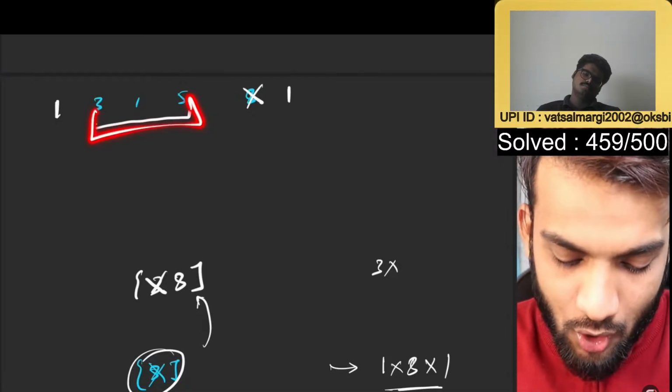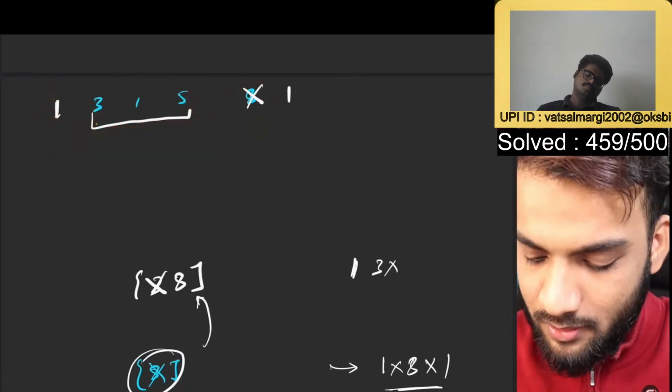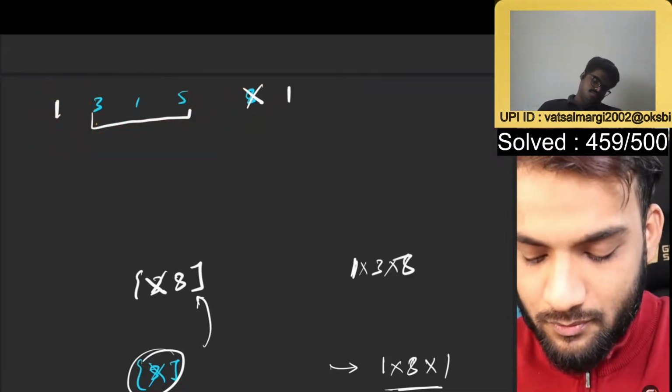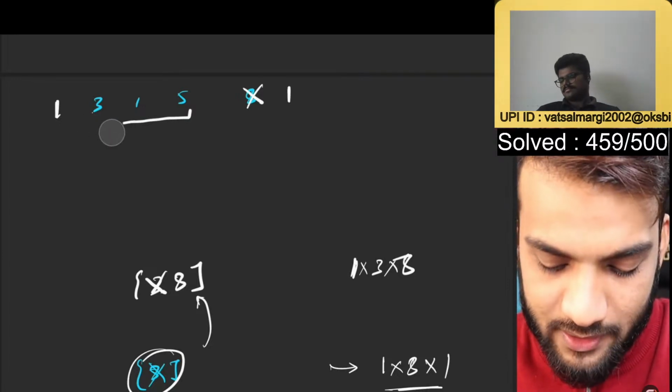So 3 definitely has the right guy as 8, and then 3 itself. This is the range. On the left of the range is 1, on the right of the range is 8. So 1 into 3 into 8. Perfect, so I bursted out 3. If you burst out 3, what are you left with? Can I say this is the range that you're left with?